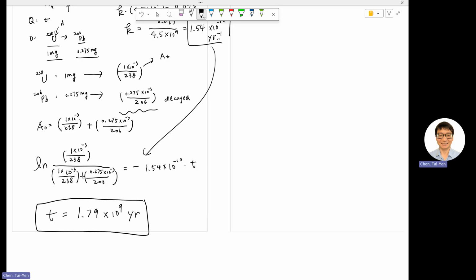So this is how we think about this. Again, here the key is, can you recognize who is your AT and who is A0, right? The idea is that to calculate your A0, it must be the sum of your remaining undecayed product plus the decayed product amount. You must use either moles or number of particles to do the calculation. So that's it for today. Thanks.